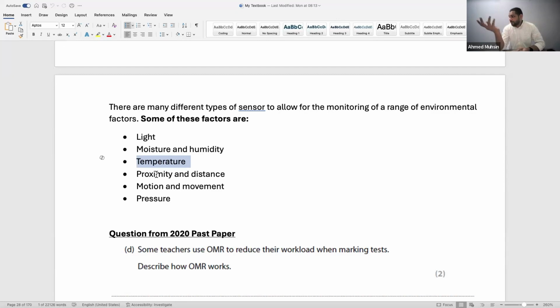Okay. It detects motion and movement. And then finally, we have something called pressure. How much is it being pressed? How much force is being applied to it? This is a pressure sensor. Okay, right.